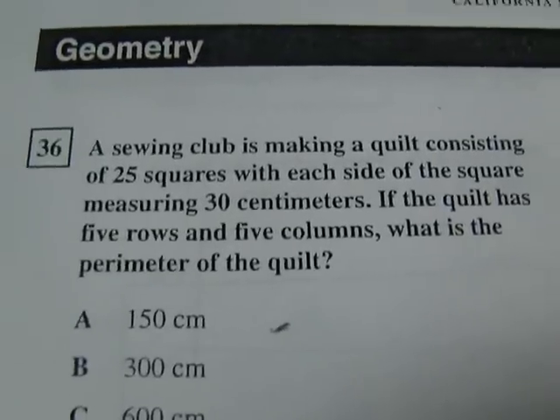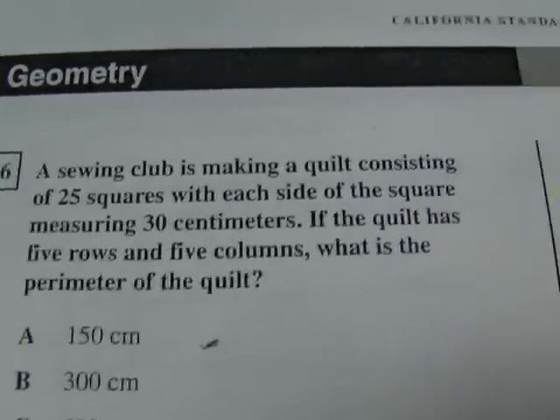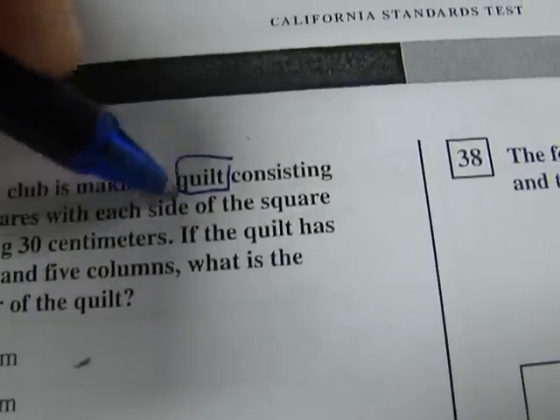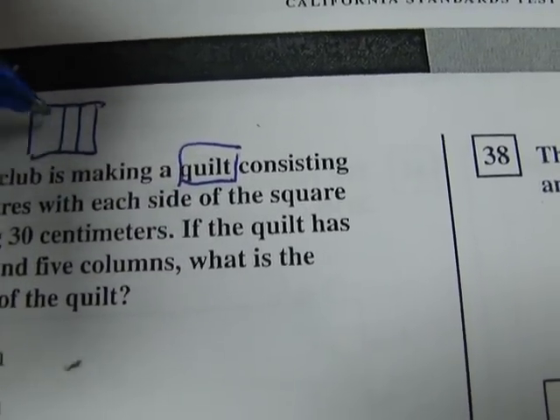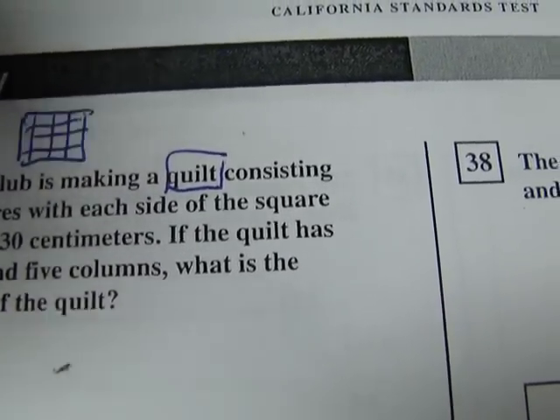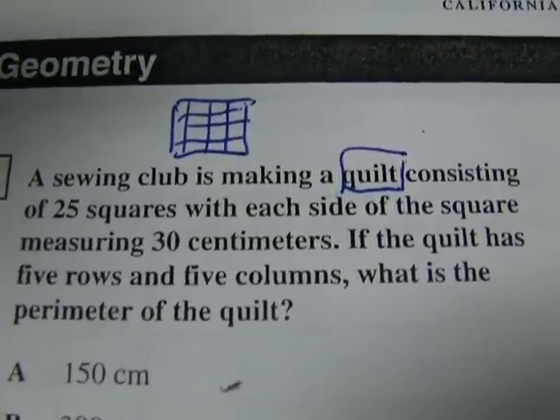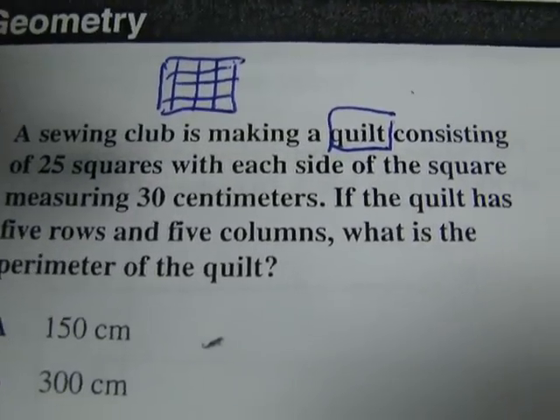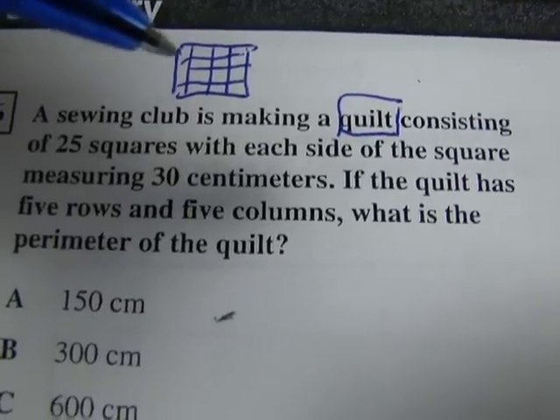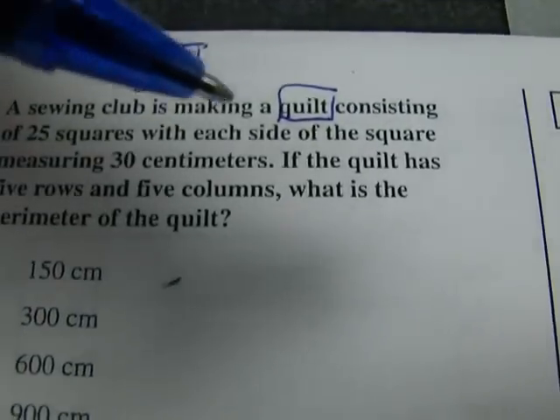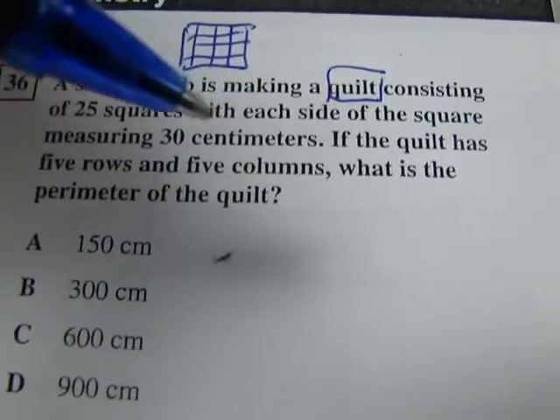Okay, next. Ooh, this one's caused a few people some headaches. A sewing club is making a quilt. Okay, quilt. It's important to know what a quilt is. A quilt is like a blanket that's made of small little patches. Okay? So this one is made of 25 squares on each side, with each side of the square measuring 30 centimeters. If the quilt has 5 rows and 5 columns, what is the perimeter of the quilt?